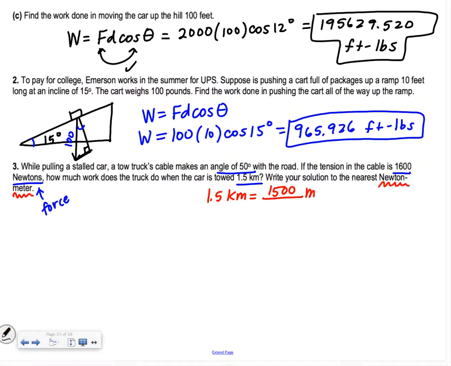But otherwise, it's exactly the same. So we say the work equals the force times the distance times cosine of theta. The angle that you're pulling the cable is kind of like you're pulling it up a hill at that angle. So it's going to be 50 degrees. So we have 1,600. The distance is 1,500. And then cosine of 50 degrees.